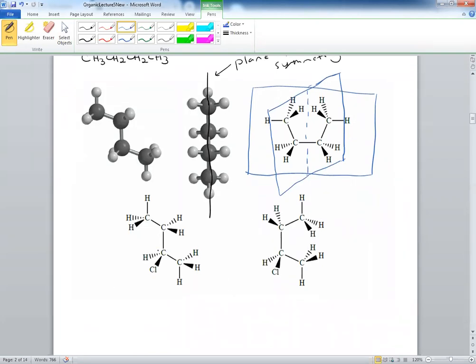What we did down here is we simply switched one of the atoms to a chlorine. Look down here. You see it right here. So this is now 2-chlorobutane.